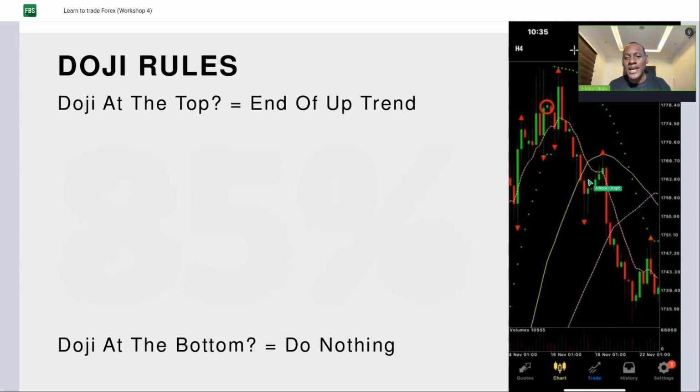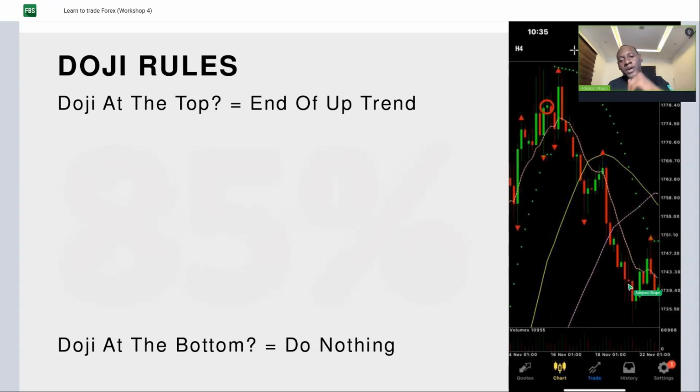If you see a doji, that's what happens here. Most times, I don't know the percentage, but the majority of the time, when you see a doji in an uptrend, the price is going to reverse, or at least it will retrace or correct. So you want to close that trade, and you can enter again if you're going back up. All right, but lock in your profits.